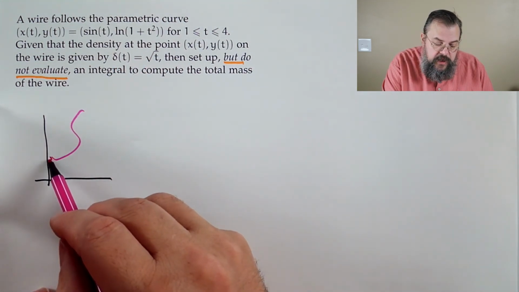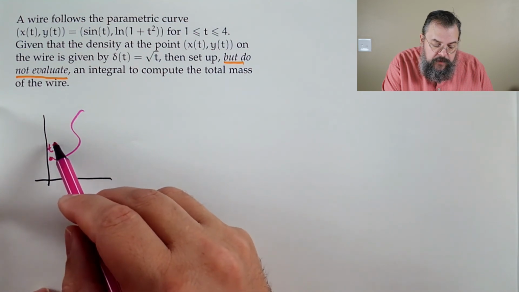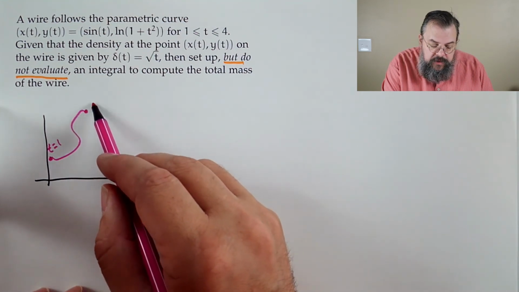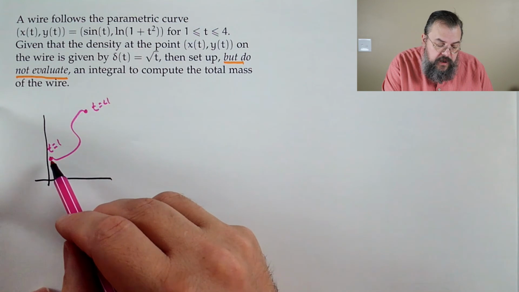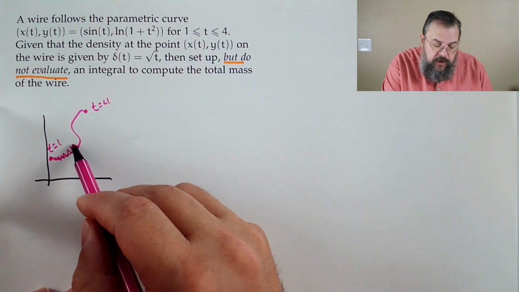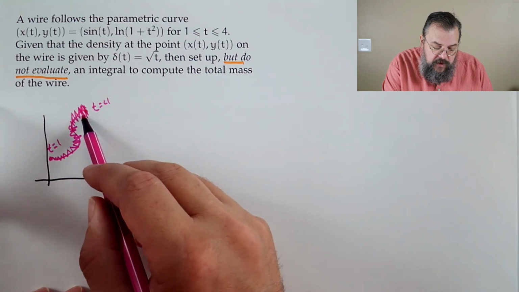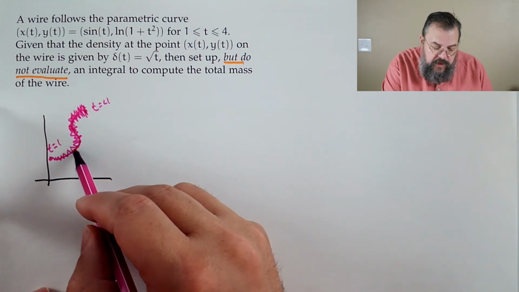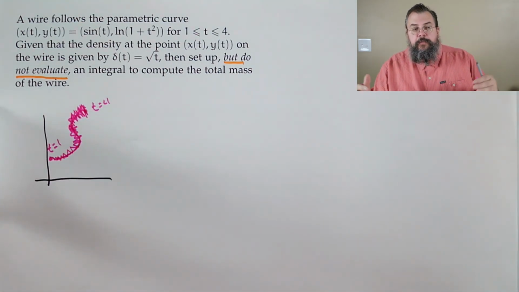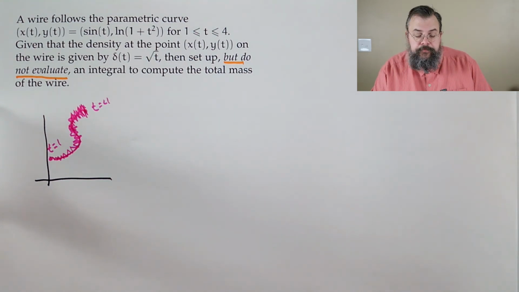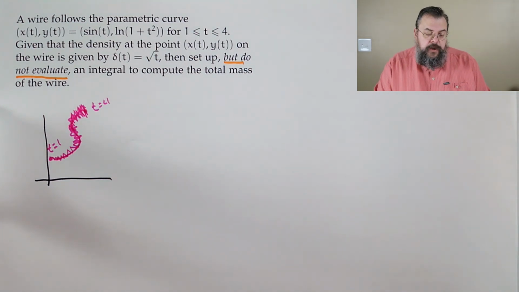So you can imagine, maybe this is where we're at time t equals 1, and over here, maybe that's where we're at time t equals 4. But what happens is that as we go along, it becomes more and more dense, so that it's not very dense at the start, but it gets denser at the end. So we think about, okay, what do we do?